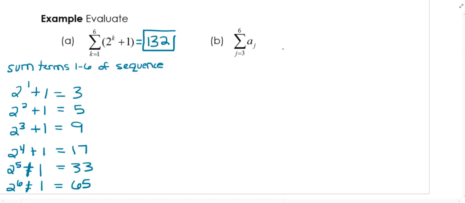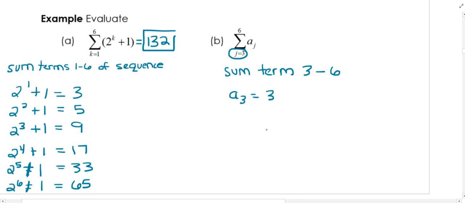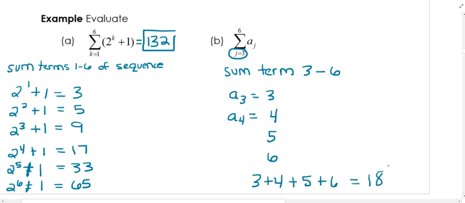Okay, the second one says sum terms 3 through 6 of the sequence. So you have to look at what the term on the bottom is, because it's not always going to be 1 through something. So this is terms 3 through 6. And then this sequence here, just a sub j, is just the term. So a sub 3 is just going to be 3 in this case. And then a sub 4, 4, then 5, and 6. So 3 plus 4 plus 5 plus 6 is 18. Okay, so that's what you're doing here with these sums.